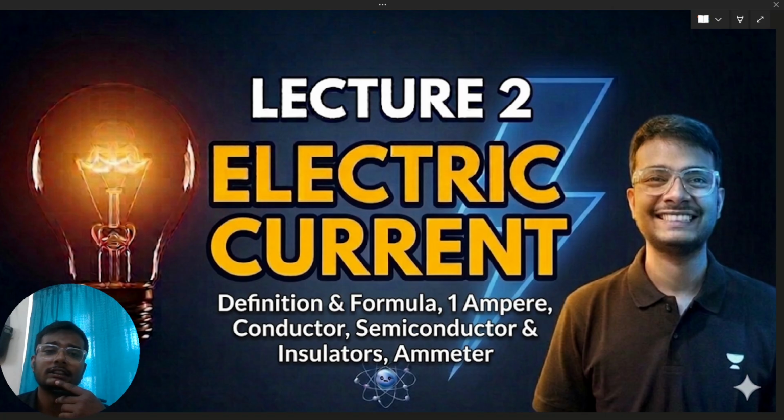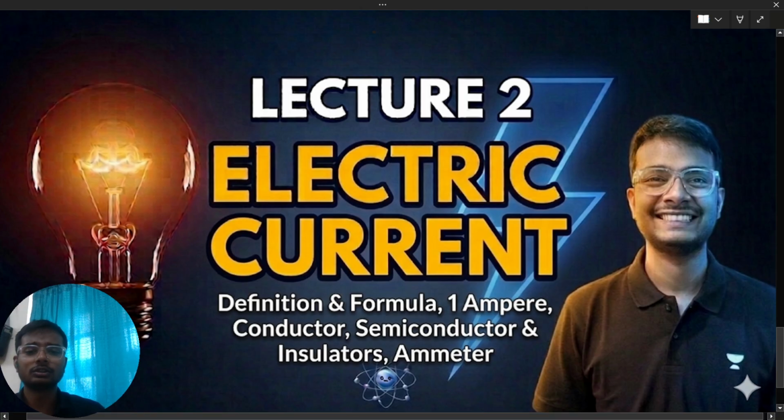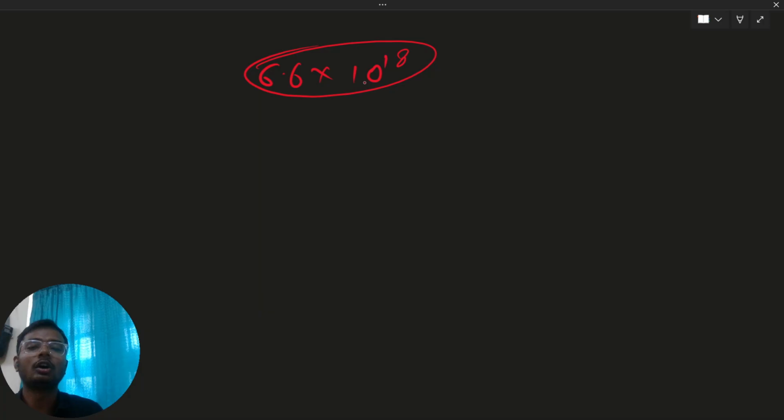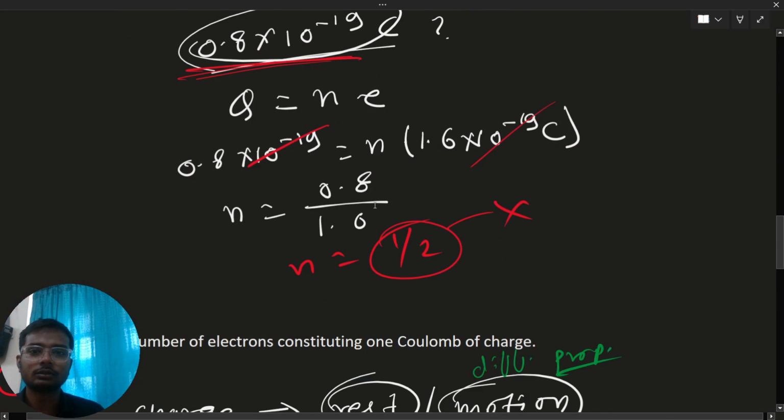We started with understanding of physics. Then we talked about the two types of charges, what are the properties associated with the charges, and the most important one, the quantization of charges. Some more questions also we did on that one. And I guess I left you with one question. I hope you have tried. If you have tried, I'll tell you the answer. You will be getting the answer as 6.6 into 10 to the power 18 number of electrons. If you have not done, let's start with that question.